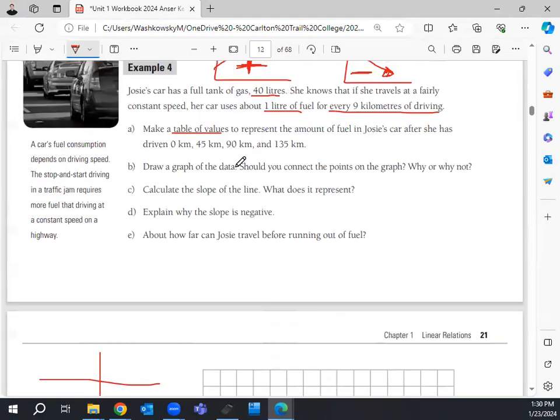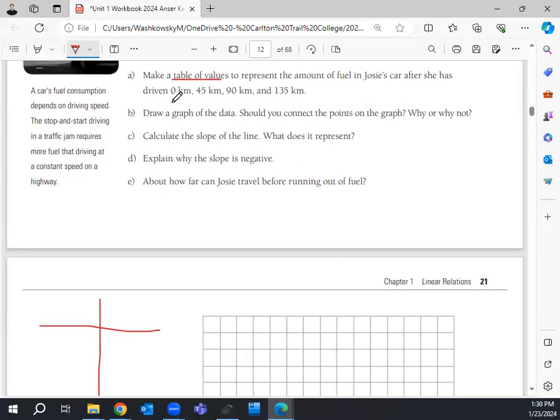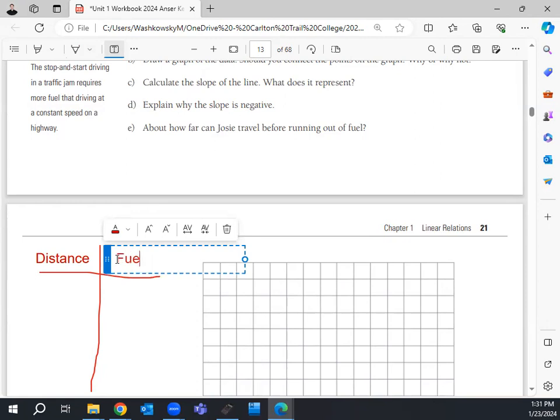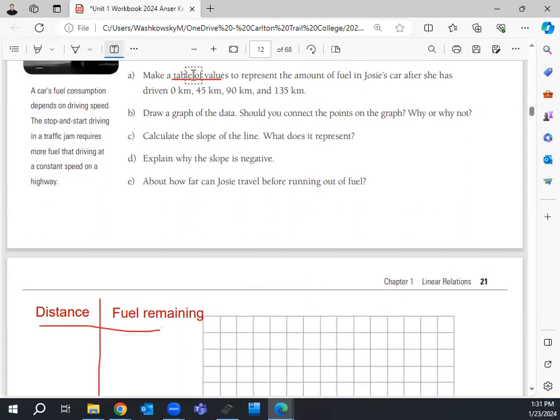So what we're gonna do here is we're gonna make a table of values. Now, what's the data we're checking here? We're checking how much fuel is used and how far this person's gone, right? So I'm gonna put the distance and the amount of fuel remaining. Because remember, we're not checking actually how much fuel was used. We're checking the amount of fuel that's still in her car. So it's not the fuel used, it's the fuel remaining.